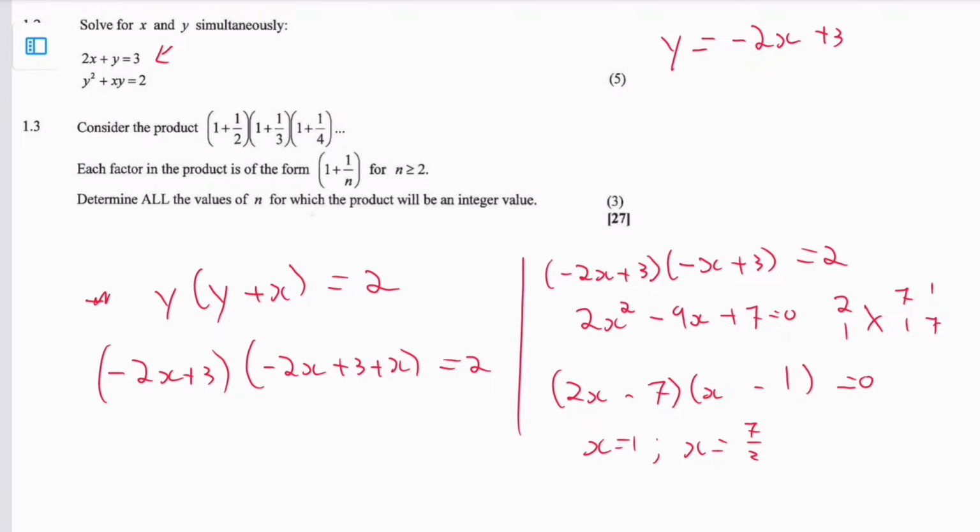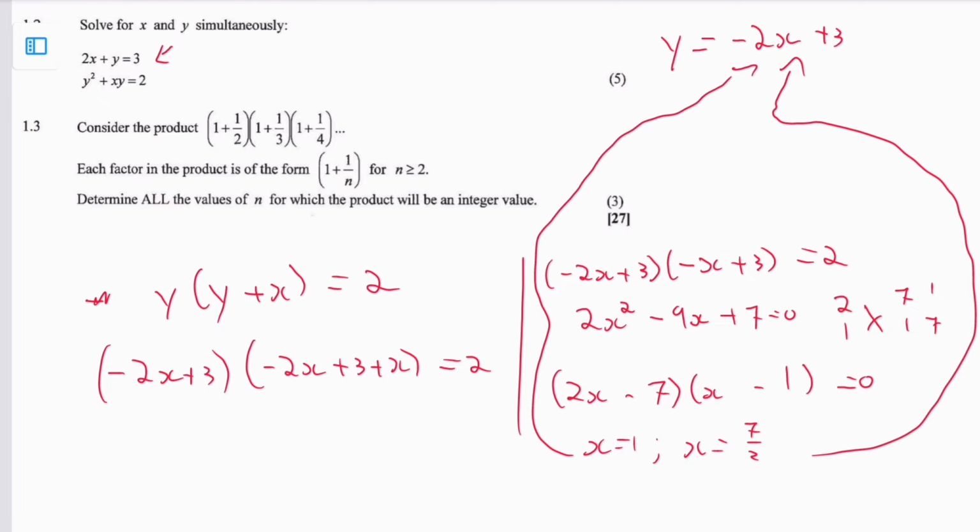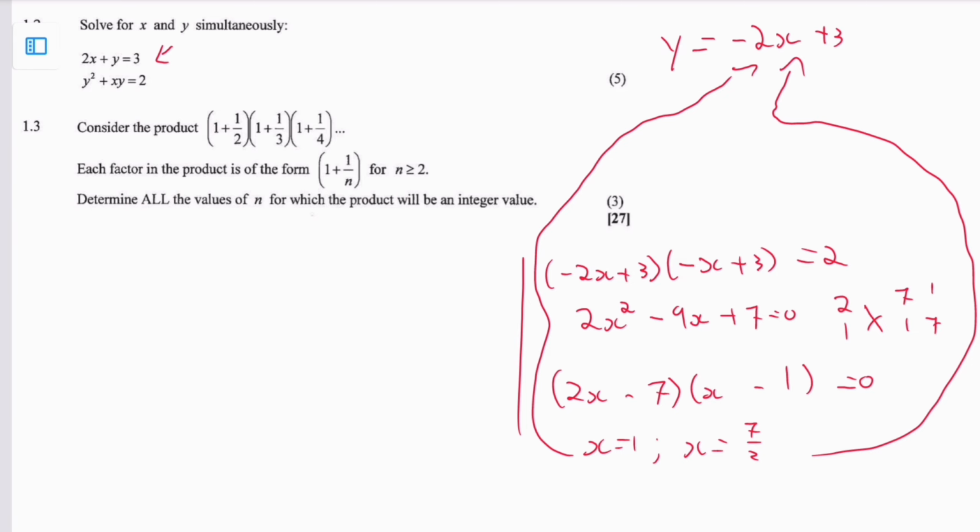And then you can just plug that back into one of these equations. You can take this value and plug it in over there to solve for y, and take this value and plug it in there to solve for y. I'm not going to do that just for the sake of time. I think you guys know how to plug values into equations. You're going to have x equals 1, y equals 1, and x equals 7 over 2, y equals negative 4 if you do the substitution. So that question is done.